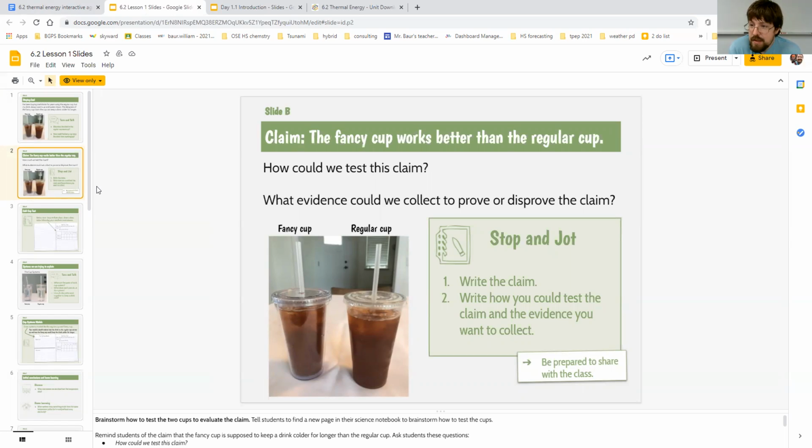So we're going to investigate this claim that the advertisers, the manufacturers, have of the fancy cup working better than the regular cup. Let's jot down some ideas of how we could test this claim, and what evidence we would collect to prove or disprove the claim. Write down the claim in your notebook and write how you could test the claim and the evidence you'd want to collect. Then we'll share these out as a class. You can pause the video and do that.